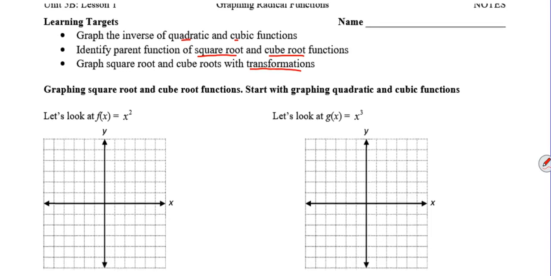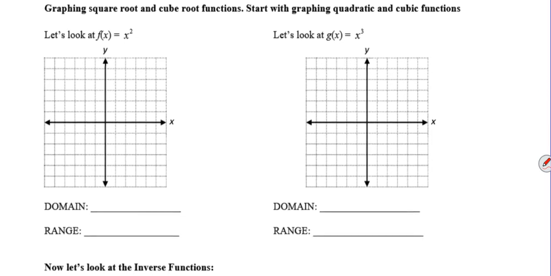Let's begin with just graphing our parent function of the quadratic function. All right, this function here, f of x equals x squared. So we'll start here by picking some x and y values. And I'm just going to pick -2, -1, 0, 1, and 2. We plug those x values into this function, and we get 4, 1, 0, 1, and 4.